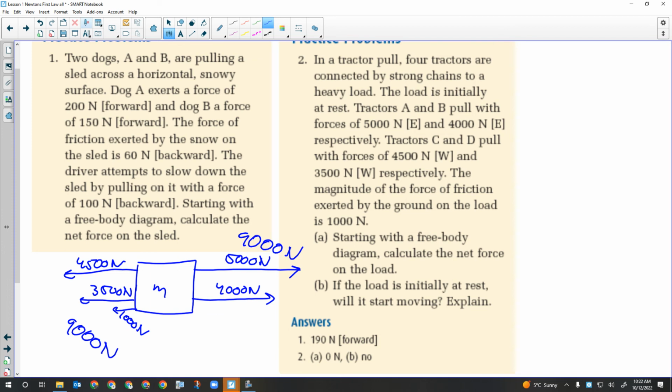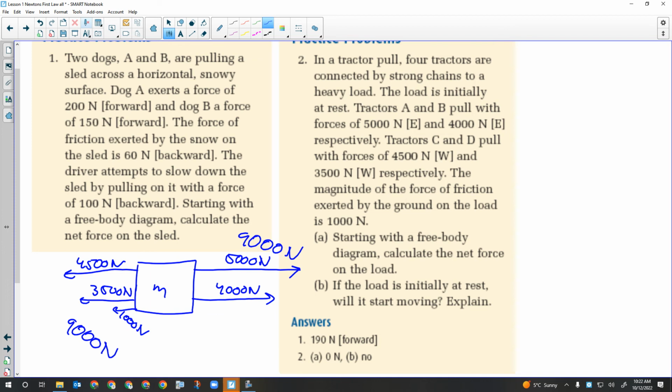Okay. So for part B, it says, if the load is initially at rest, will it start moving? Question, I'll wait until you're finished. No, it's okay. Go ahead. First question, you have 250 in total moving forward and 160 moving backward. Why wouldn't it be 90? You have 350. Oh, my bad. Okay, that makes sense.